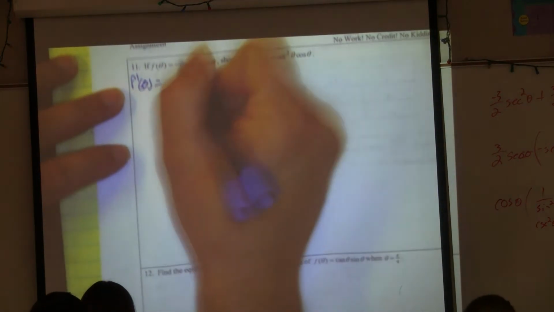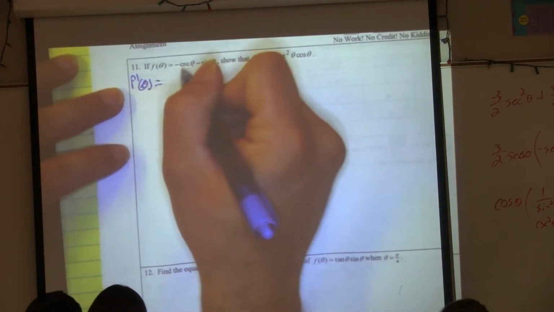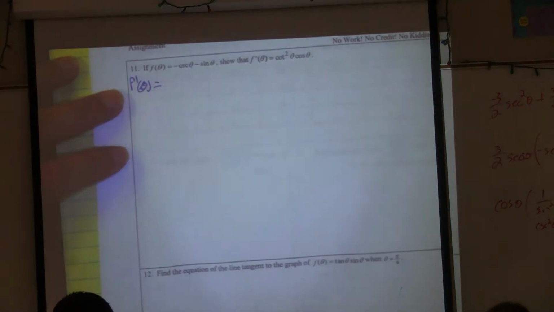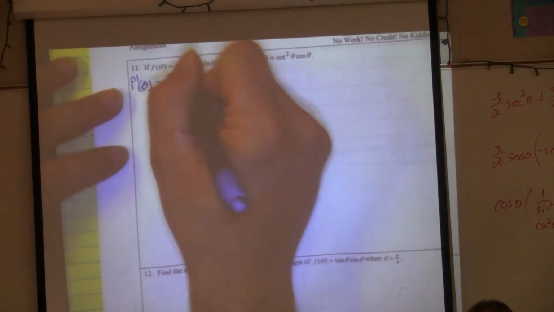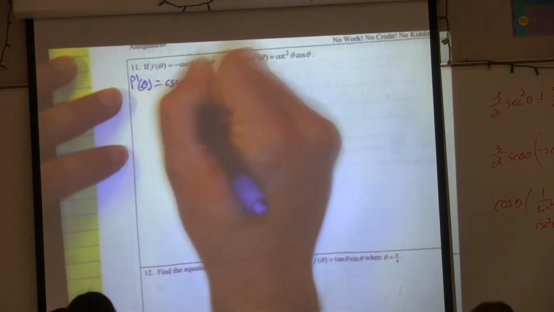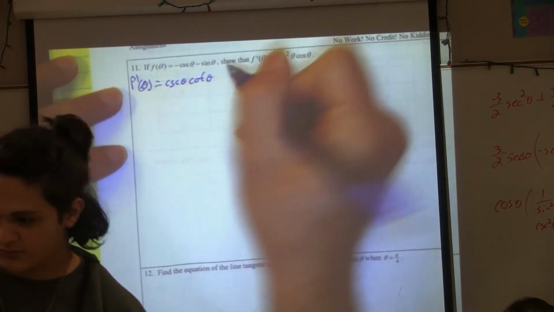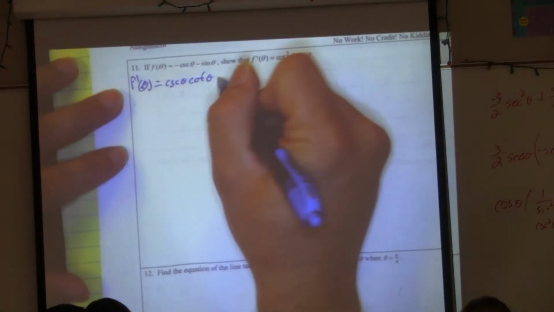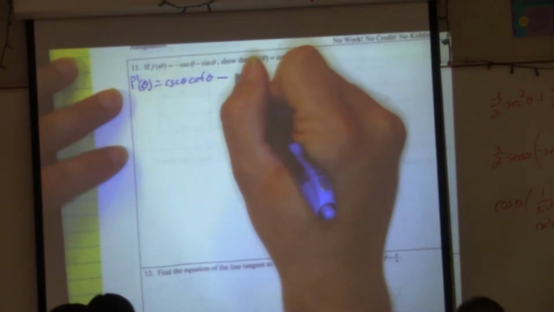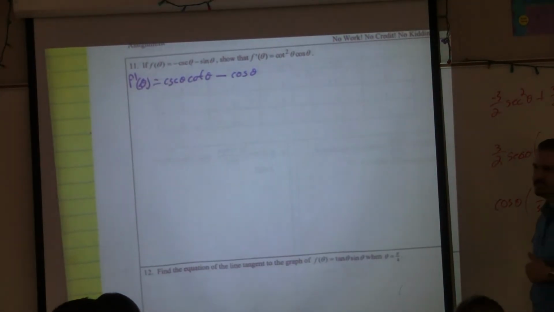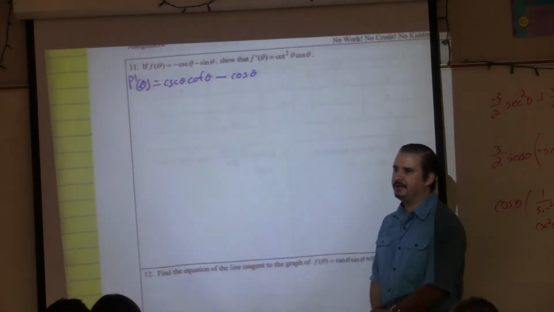What's the derivative of cosecant theta? Negative cosecant cotangent, but there's already a negative there, so it becomes what? Cosecant cotangent, right? Minus, what's the derivative of sine? Cosine. That was easy. That is the derivative, right?